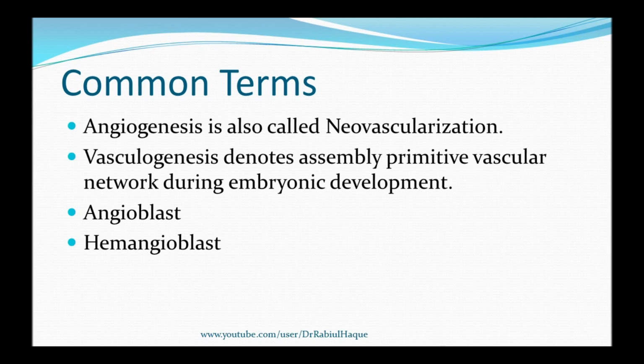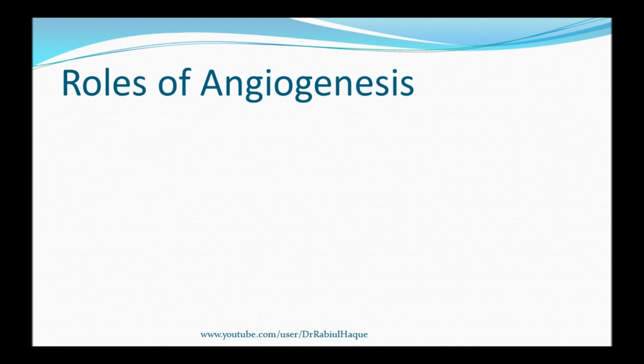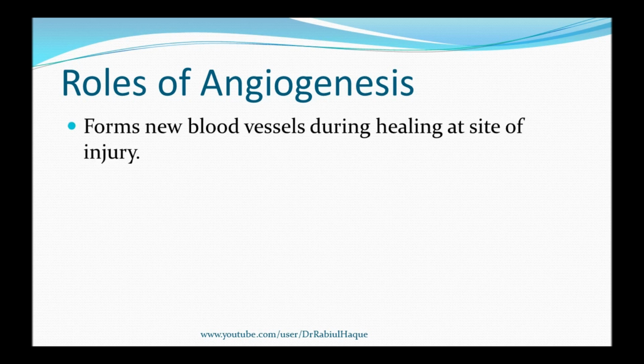So now that we have defined angiogenesis and also briefly talked about some common terms, we will move on to the next topic and discuss the roles of angiogenesis. Why do we need angiogenesis? Now, angiogenesis has both beneficial and harmful roles in our body, as we will see. For example, during the healing process, new blood vessels must be developed, and that thing is achieved by angiogenesis. So that is a beneficial effect of angiogenesis.